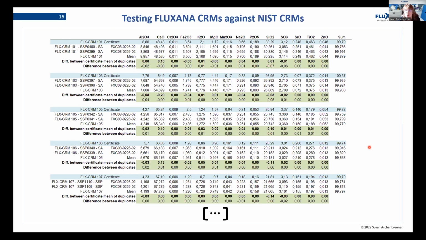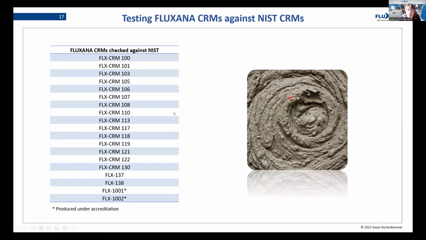I just didn't want to be the boring one who's just showing numbers. So in this list, you can find all the CRMs that we checked and that passed the check against the NIST CRMs in the calibration method we set up. So you can see this is quite a lot of CRMs, SEM and CRMs, that passed that test.